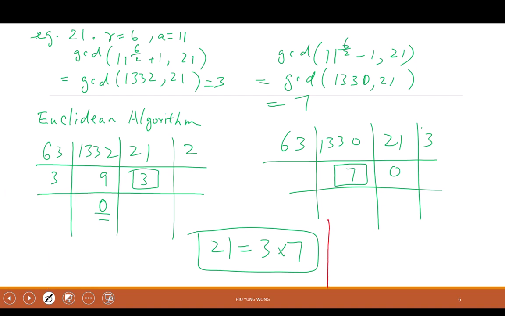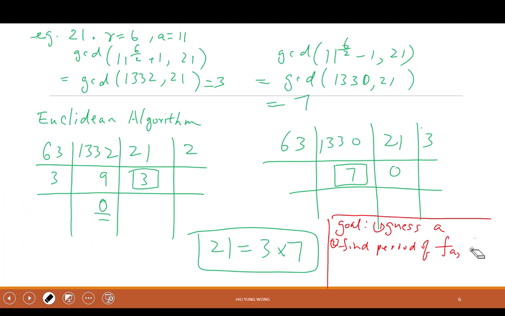So in short, the goal is this: we will guess an A, and then find the period of f(x) = A^x mod N, which gives us R. So what we just did is this: A is 11, N is 21, and R turned out to be 6. Then we find the GCD to get the P and Q, then we are done.